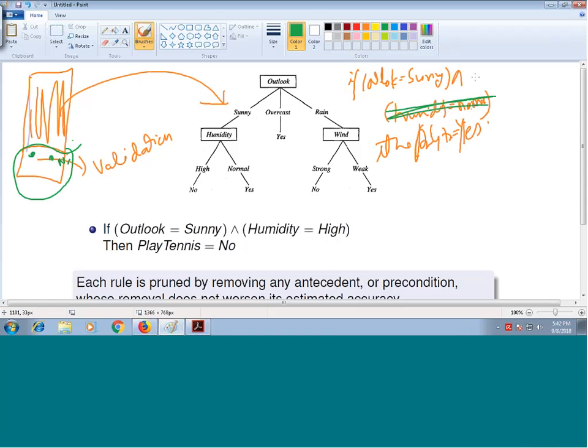Then you remove this condition: if outlook is equal to sunny, then play tennis is equal to yes. Now the rule has changed. You see what the accuracy is with respect to this. You may see that this rule is better: earlier the accuracy was 60%, now your accuracy is 70%. A lot of rules are there, and all these things constitute the rule.